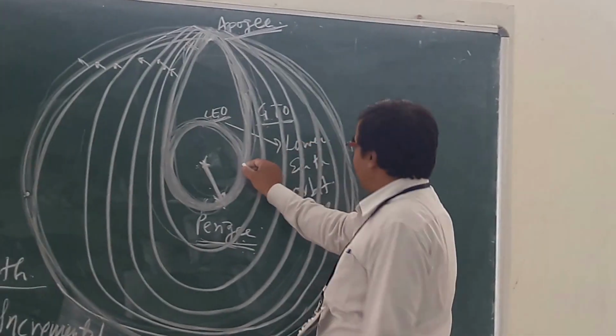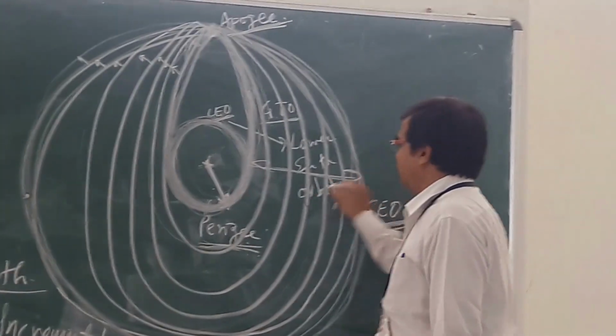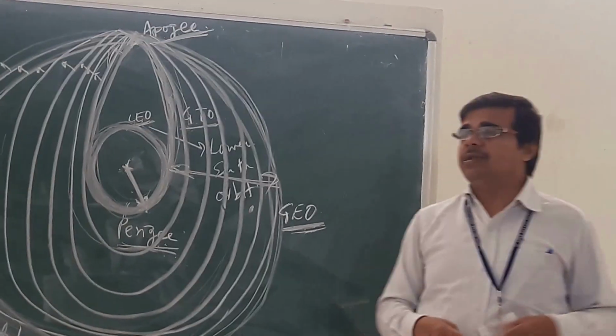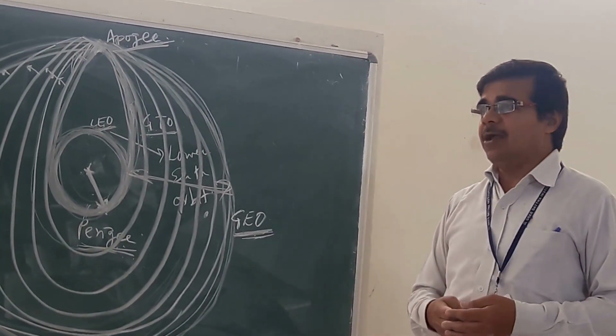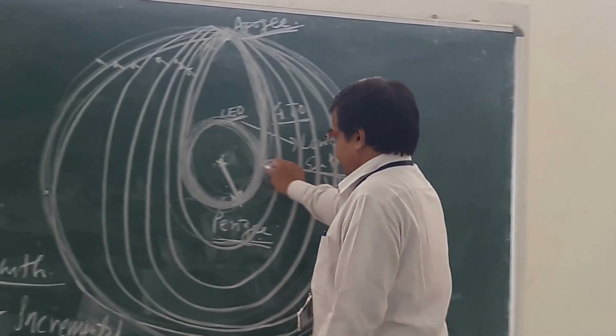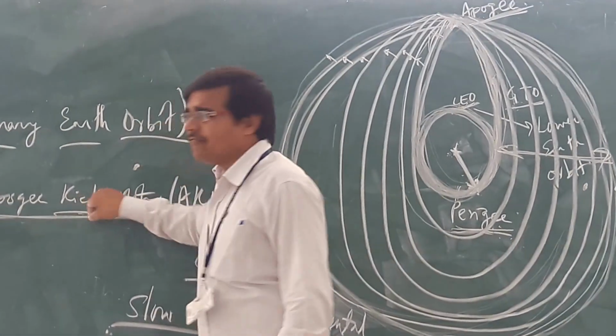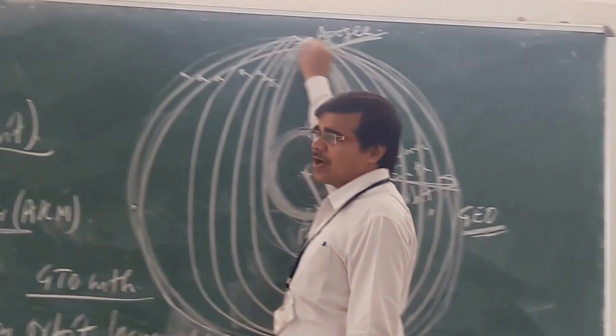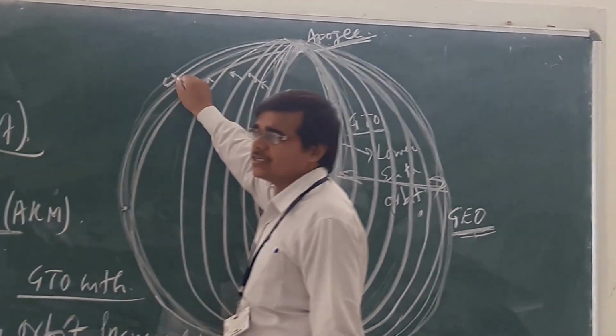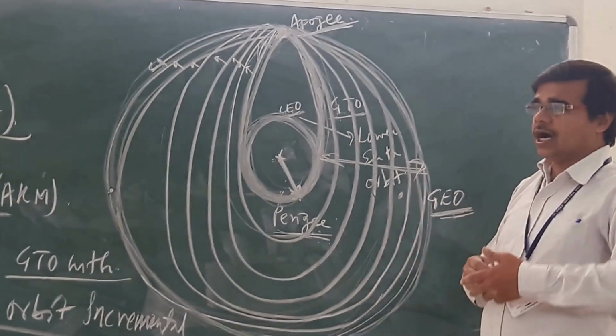Okay. So if you are seeing this, you can have a minimum of 5 to 6 incrementals. Okay. So if you are seeing the previous case, all of a sudden you are having the kick motor. You are having the kick motor. From here it is just following the geostationary Earth orbit.